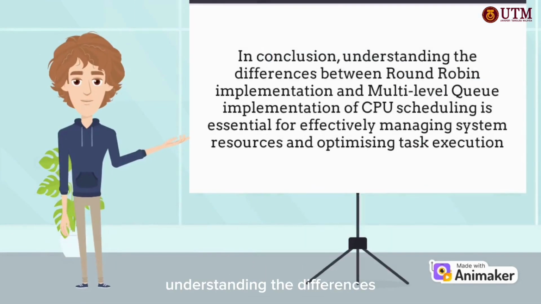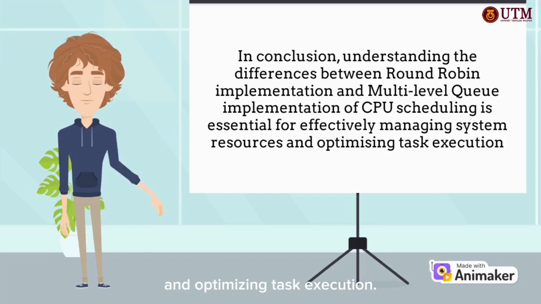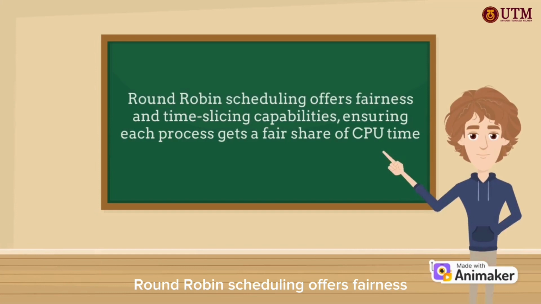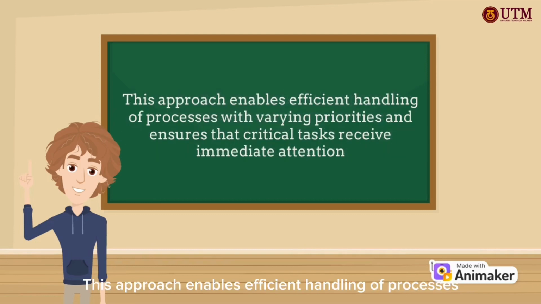In conclusion, understanding the differences between round-robin implementation and multi-level queue implementation of CPU scheduling is essential for effectively managing system resources and optimizing task execution. Round-robin scheduling offers fairness and time-slicing capabilities, ensuring each process gets a fair share of CPU time. On the other hand, multi-level queue scheduling provides priority-based execution, allowing processes to be categorized into different queues based on their priority levels. This approach enables efficient handling of processes with varying priorities and ensures that critical tasks receive immediate attention.